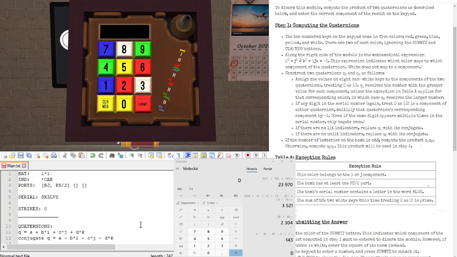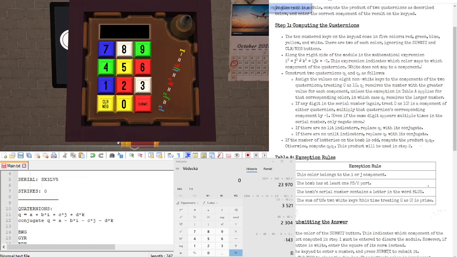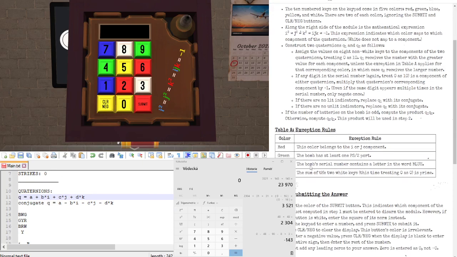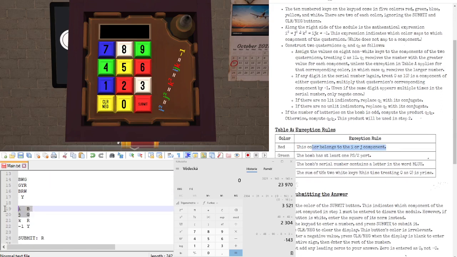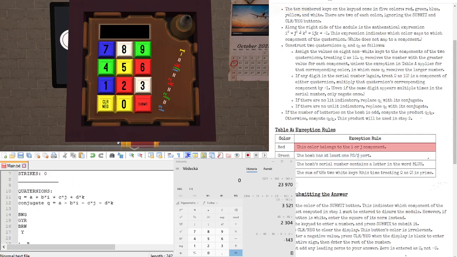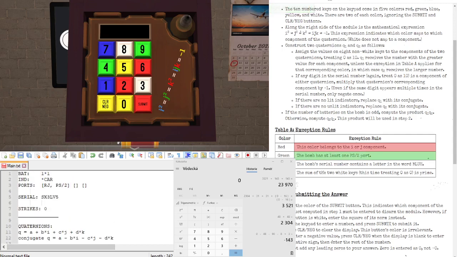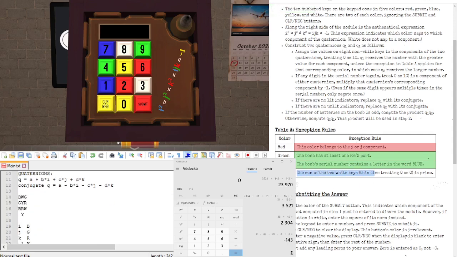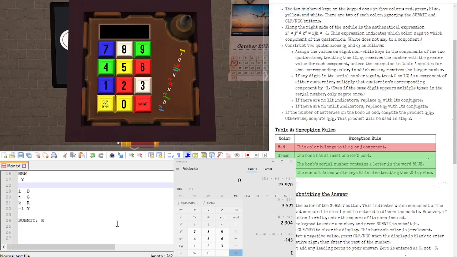Now let's have a look at the exceptions. If you want to do this module on your own, then just pause me, otherwise I'll continue. So this color belongs to I or J. Is I or J red? No, none of these are red. At least one PS2 port. Yes, we do have a PS2. Do we have a blue L? Yes, we have an L. Sum of white keys is prime. 3 plus 8 is 11, which is a prime. Emergency cleared. So the red exception rule is not true.